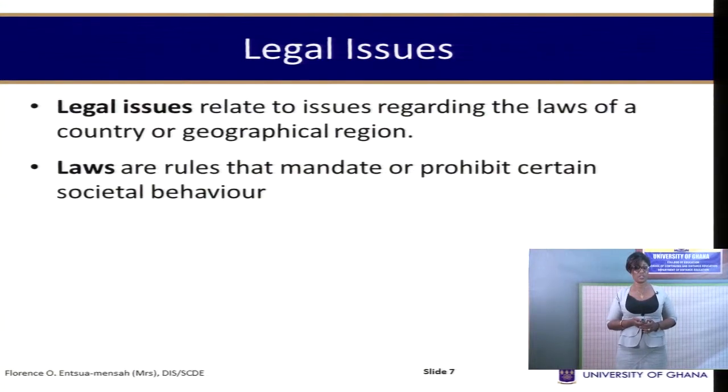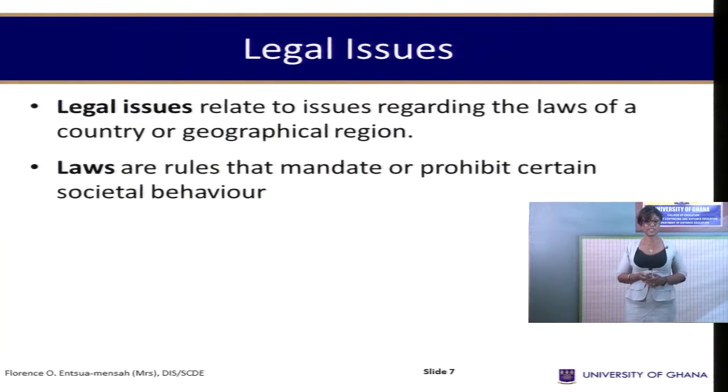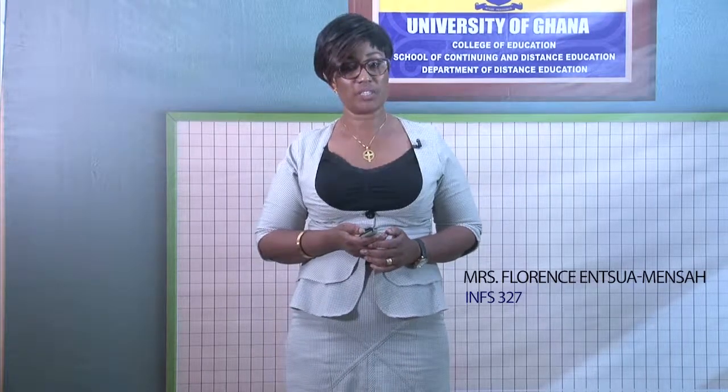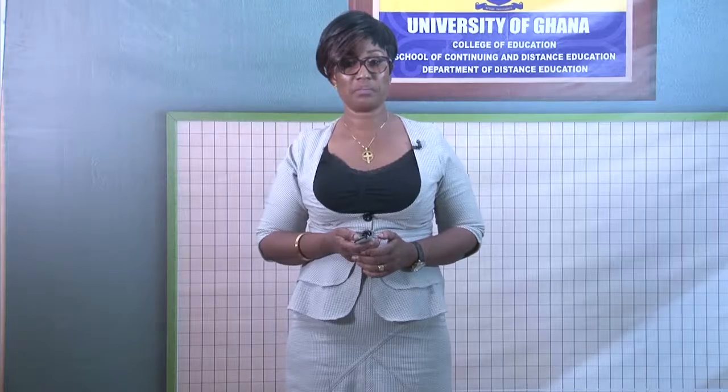legal issues, they relate to issues regarding the laws of a country or geographical region. Laws are rules that mandate or prohibit certain societal behavior. Ethics can be defined as socially acceptable behaviors based on cultural values or customs of a particular group of people. In this sense, every profession, in this case librarianship, has its own code of ethics or conduct. This dictates what is acceptable or otherwise among librarians in the provision of information.